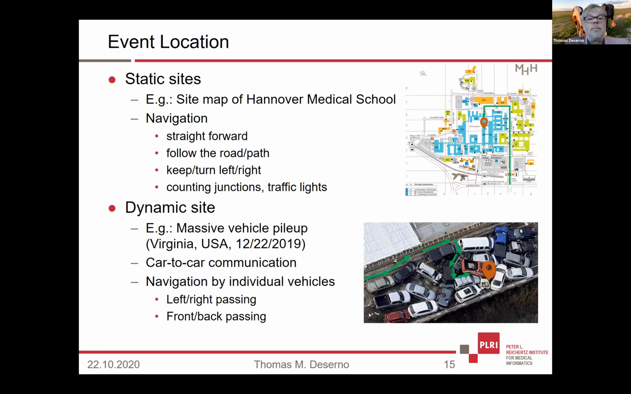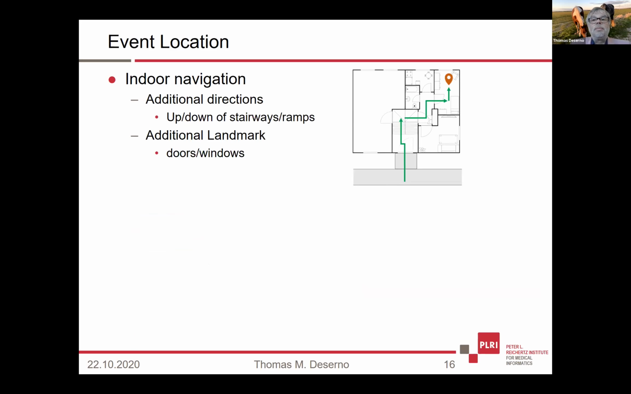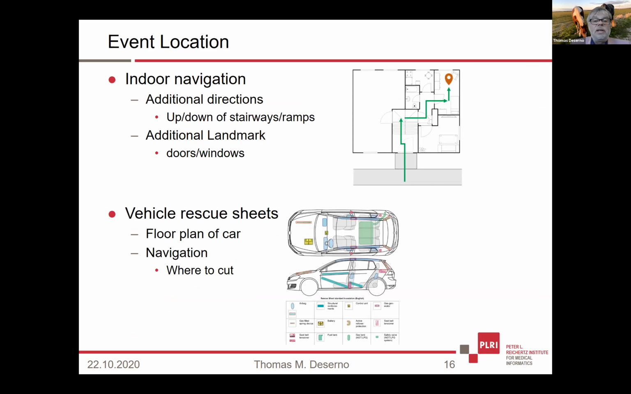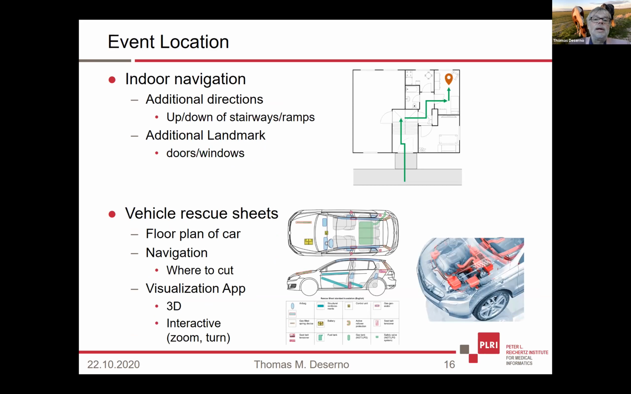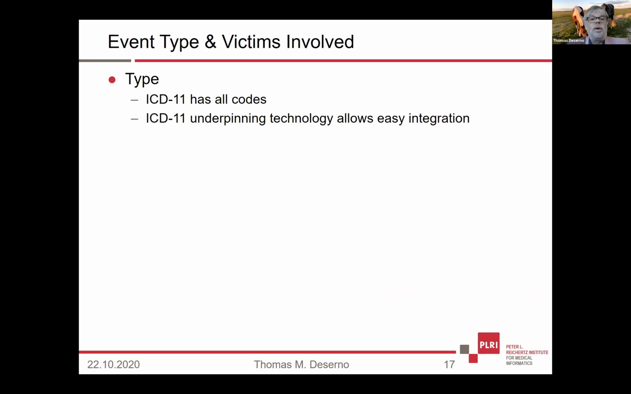Same, for instance, if you have a pileup. The first rescue team arriving in this situation needs to decide which car needs help first. However, if the cars are interconnected to each other, they know about the mechanical instances and can decide on that. And the example with a floor map and also vehicle rescue sheets. This all needs further standardization, international standardization, in order to guide the early rescue chain. So with respect to the event type, we can use ICD-11.